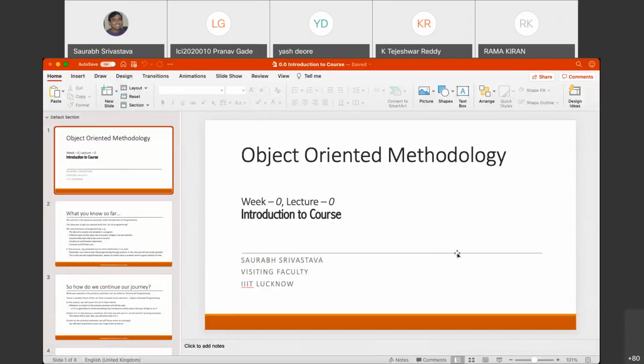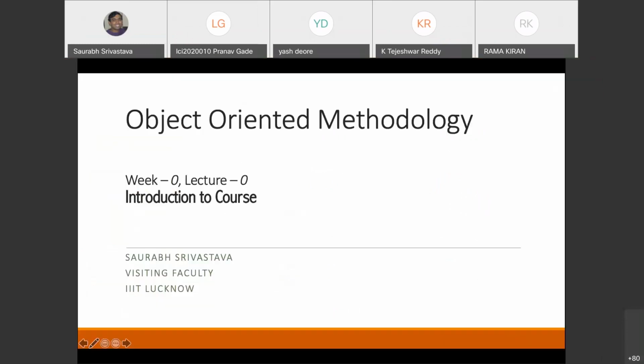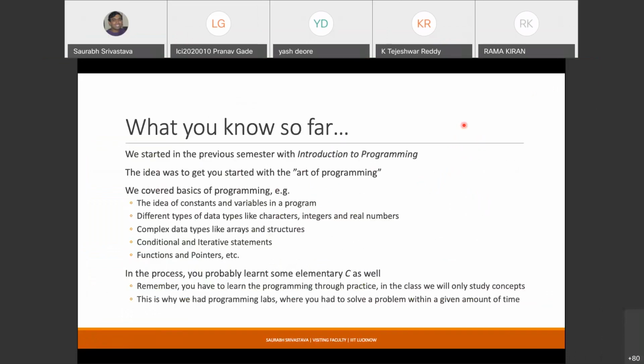Okay, so this course is called Object Oriented Methodology. This is the name of your course. And so what you already know as of now is that you probably have had an introduction to the overall art of programming, right?